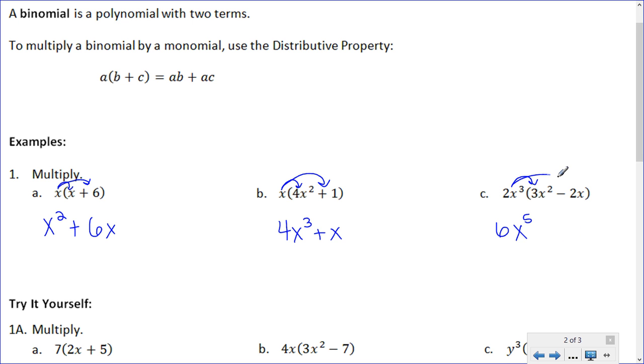All right, and then we multiply 2x to the third times minus 2x. That'll give us minus 2 times 2, which is 4. And then x to the third times x is x to the fourth.